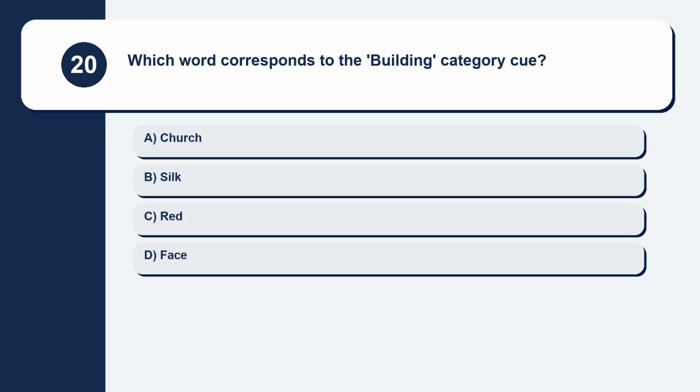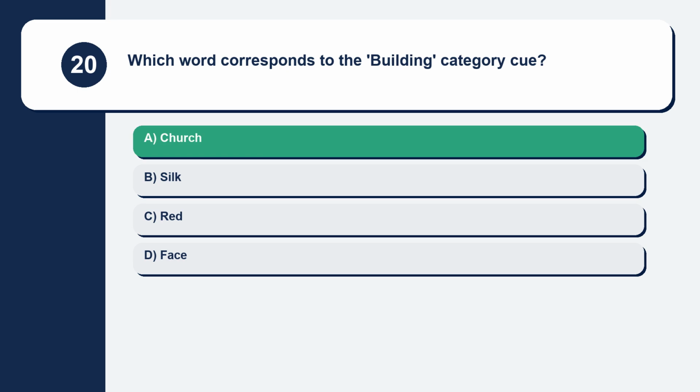Question 20. Which word corresponds to the building category Q? Church. Silk. Red. Face. Church is the building.